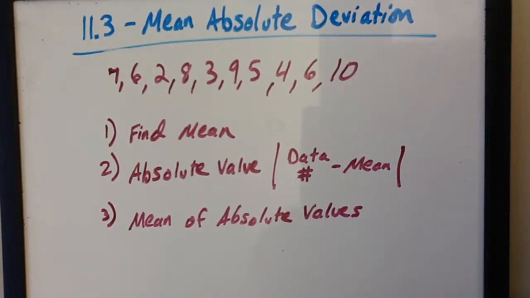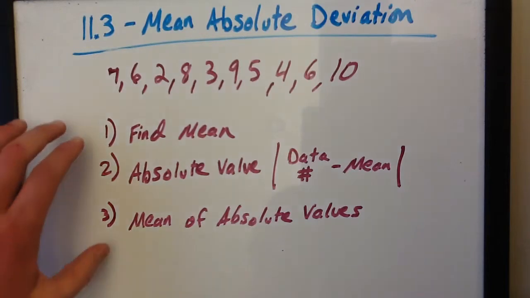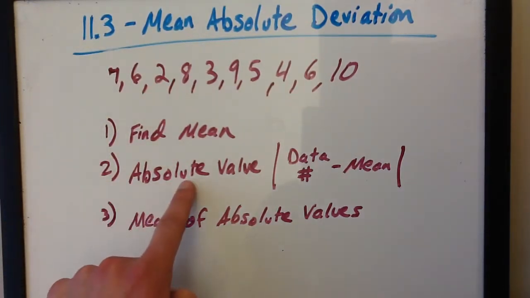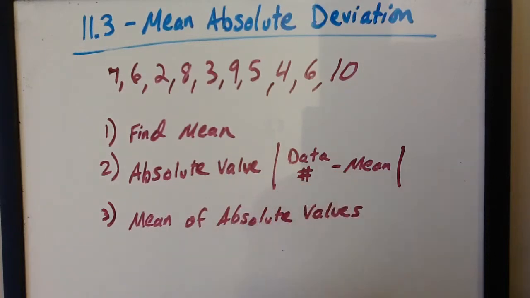7th grade, lesson 11.3, we're talking about how to find the mean absolute deviation. We follow these 3 steps. We first find the mean of the data set. Then number 2, we take the absolute value of the data number minus the mean. And then number 3, we find the mean of those absolute values.